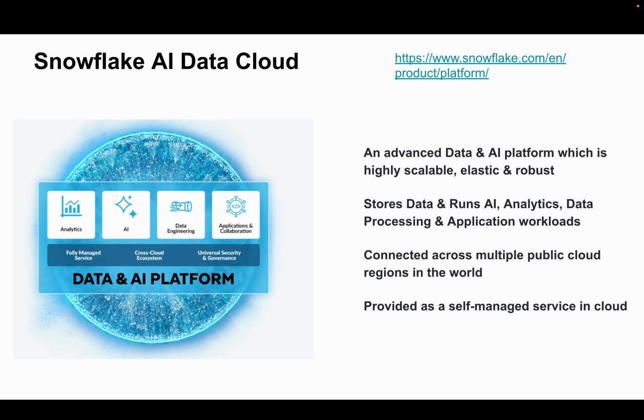So Snowflake helps us achieve this as an advanced data and AI platform, which is highly scalable, highly elastic, and very robust. It lets us store data from all these different systems which we just talked about, bring them together, and run various workloads such as AI, analytics, data processing, and applications on those data sets. The Snowflake instances are available across multiple public cloud regions in the world and connected to each other, which helps us collaborate and share this data with external parties along with our internal data sets.